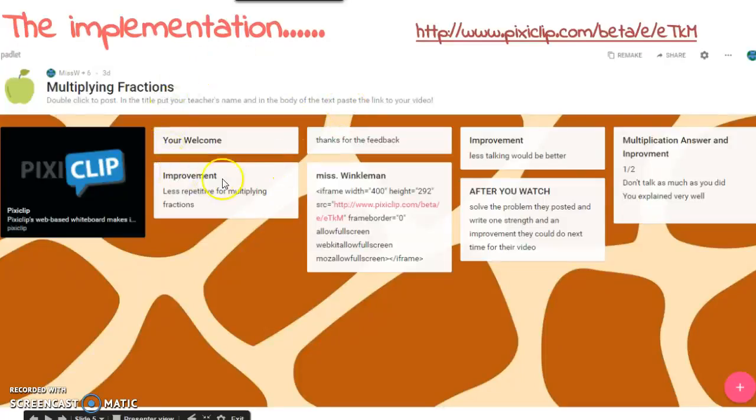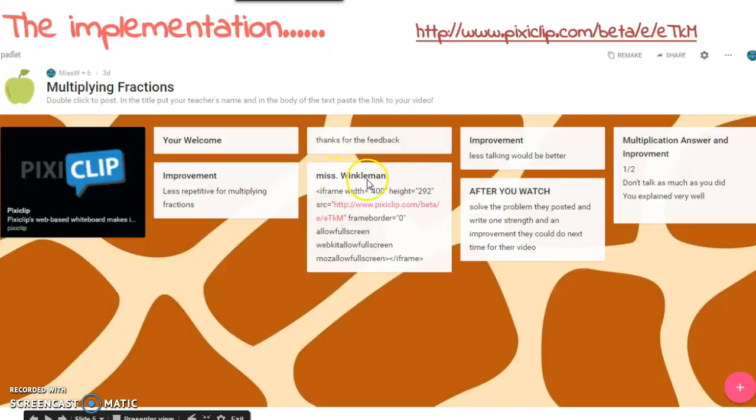Here's an actual Padlet for multiplying fractions. So you can see them, the group after watching the video says here's what the answer is, it's a half, as well as their positive of explaining very well, this is the most right comment, and having them not talk as much. Here you can see my directions there.